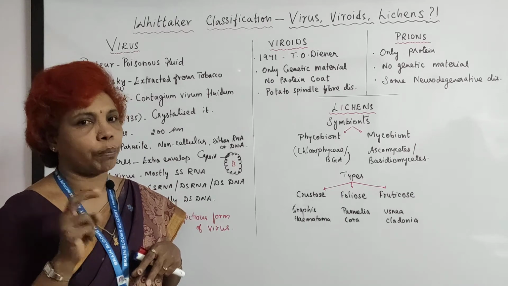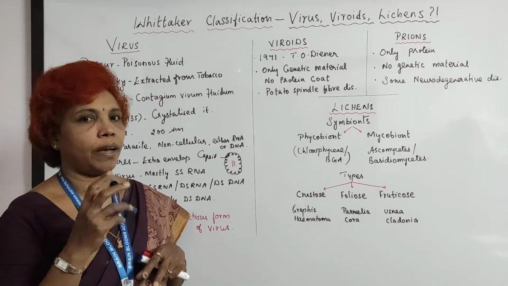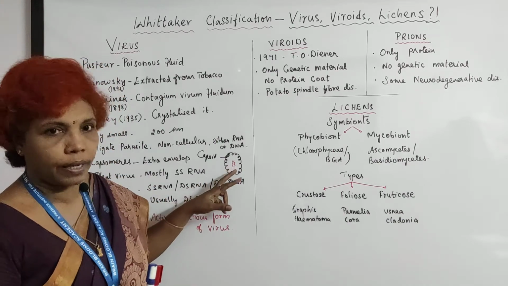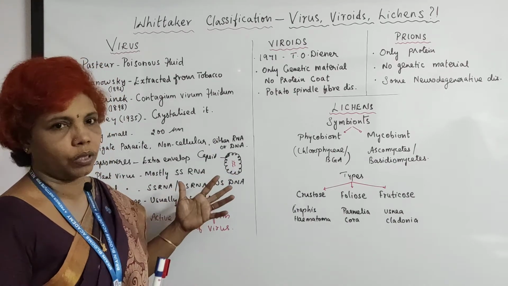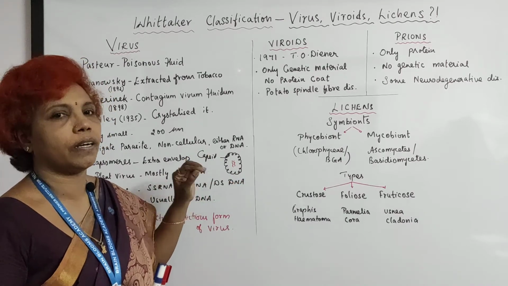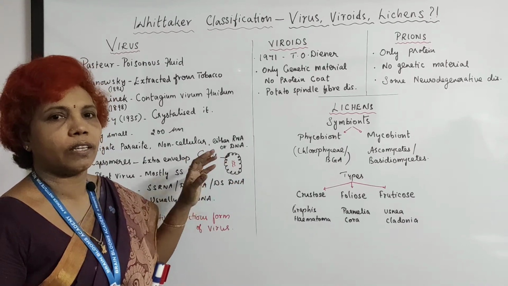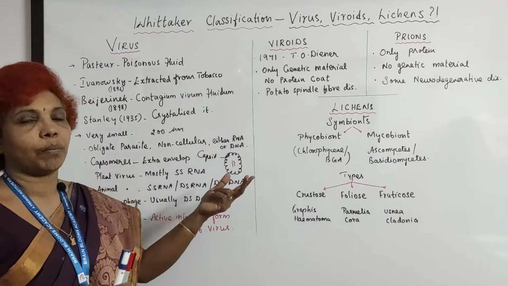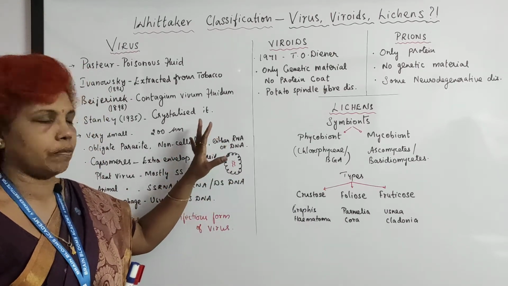For this, any living cell should have DNA and RNA, but here they have a genetic material but not both. Either they have RNA or DNA, but never both are seen in a single viral particle. That is why outside the body this is just non-living.